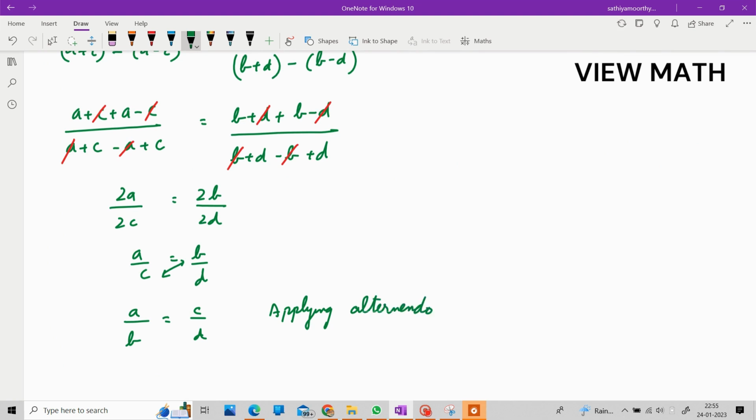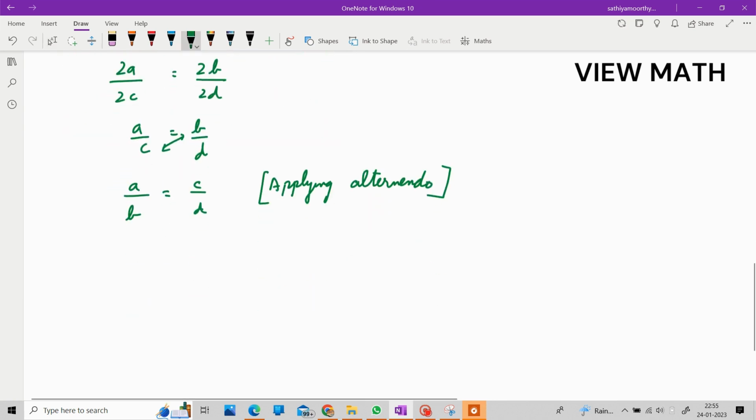Applying alternando property, I have interchanged b and c. Now I can write this as a is to b is equal to c is to d. This is what they're asking us to prove, and so we have proved it, hence proved.